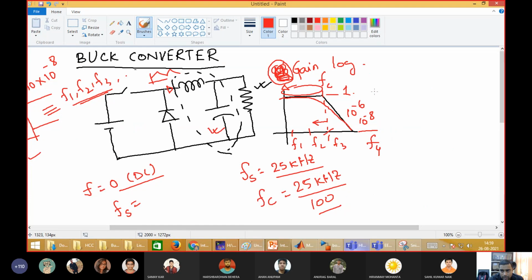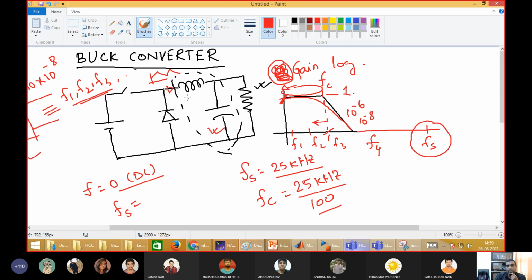So the switching frequency component will lie here. What will happen? It will attenuate this switching frequency component at the filter output, and it will give faithfully the DC component. So this is how the LC filter works.